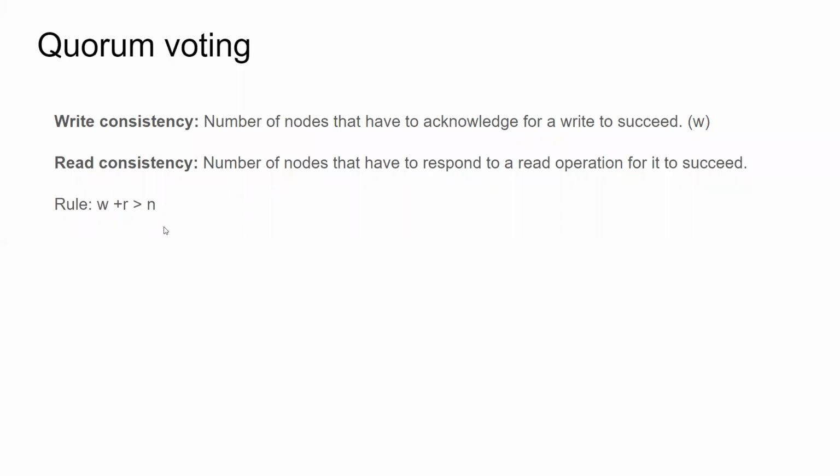And one of the rules that's followed in distributed systems is that you pick these numbers W and R in such a way that their sum is always greater than your total number of nodes in the cluster. And we'll see why that's the case. But this is, in general, the idea of quorums and these write and read consistencies.